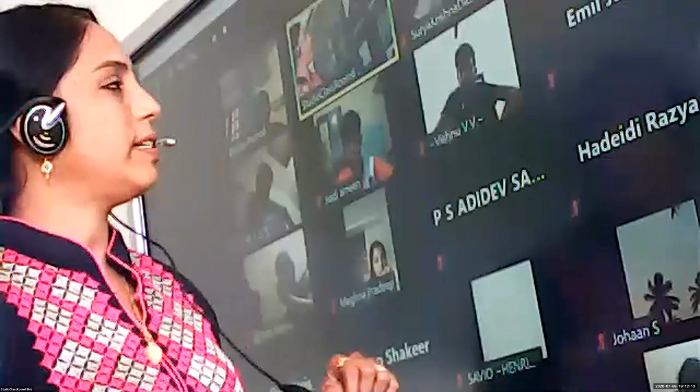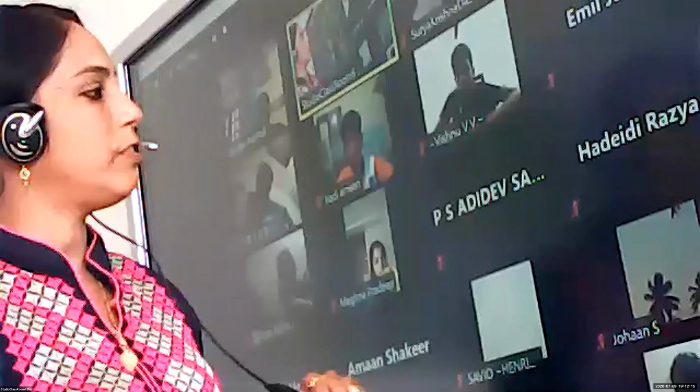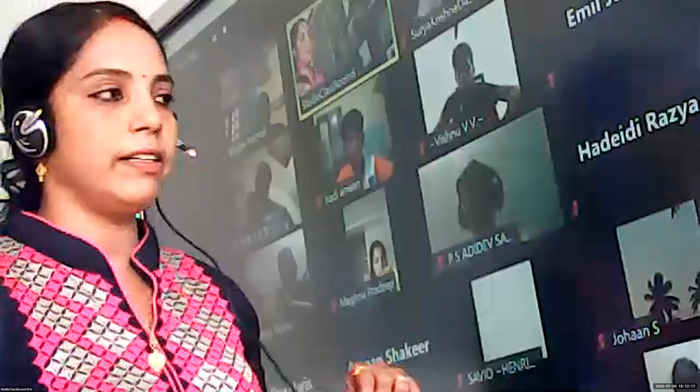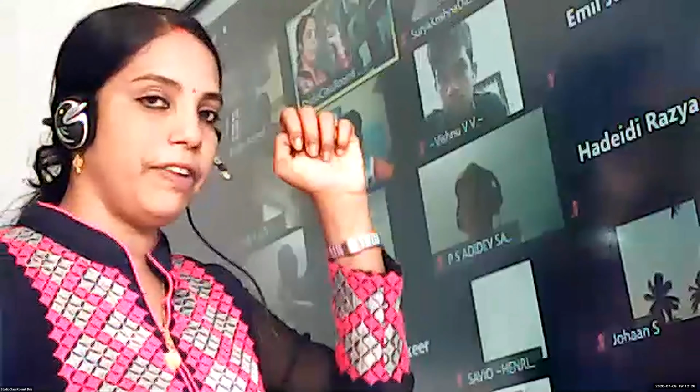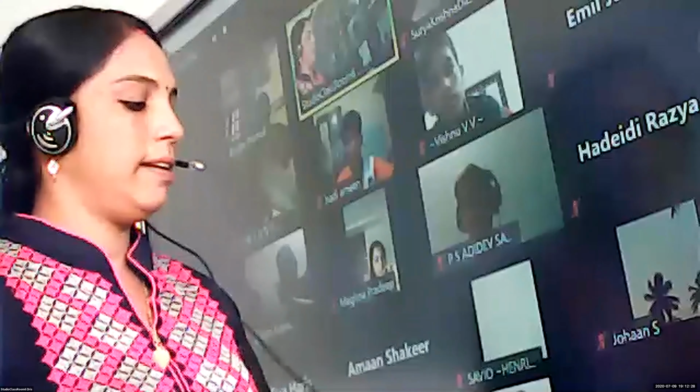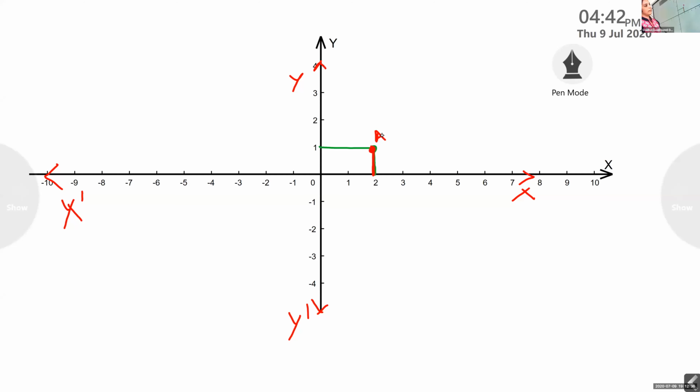Surya, Krishna Das is drawing something, Melvin also drawing. Don't draw now, listen here. I was writing. Don't write, listen. From A, downward, we have drawn one perpendicular line and it reaches the x-axis at one point. Can you tell me which point is that? Respond. Tell the answer.